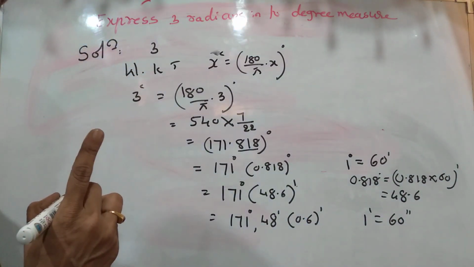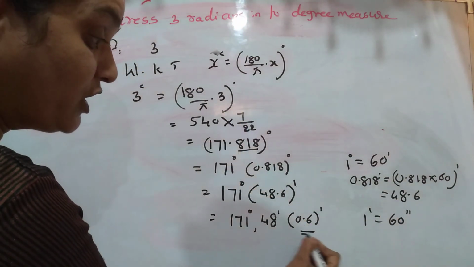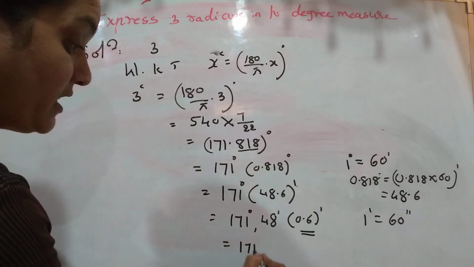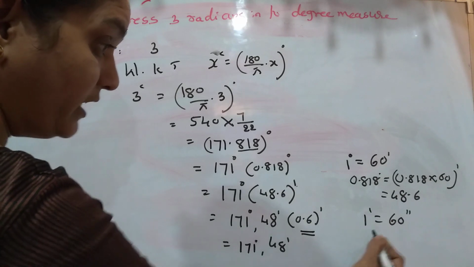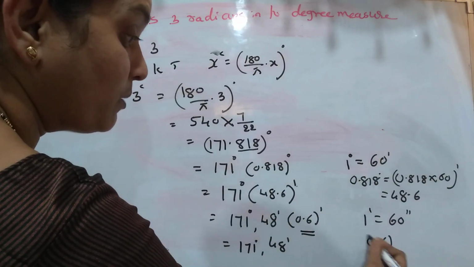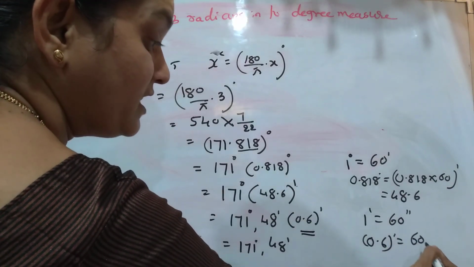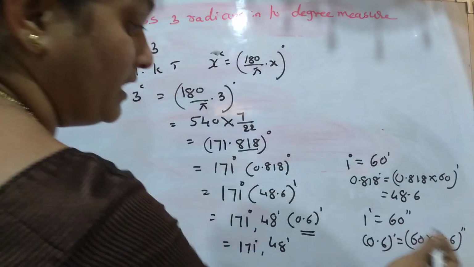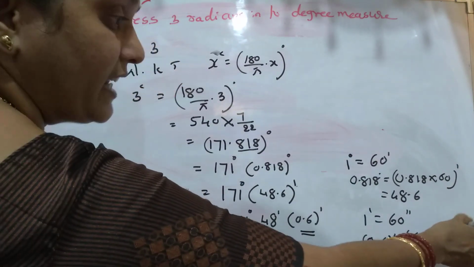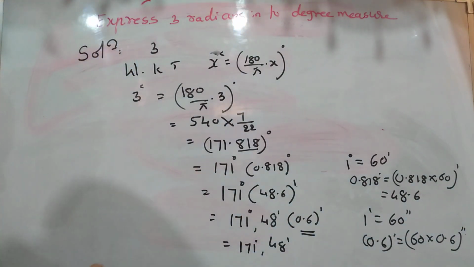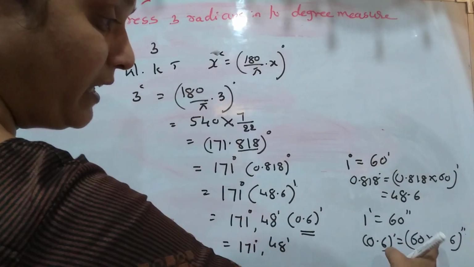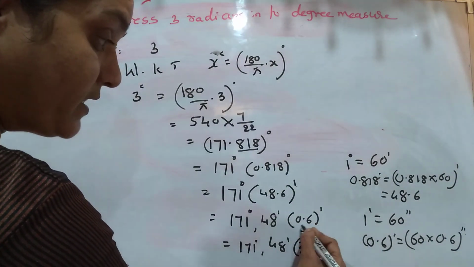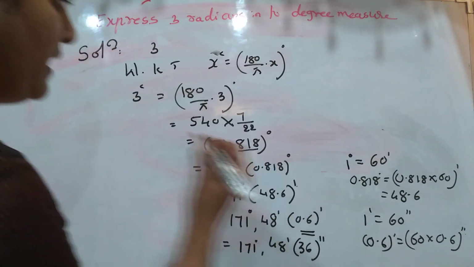Each part is of 1 second. Like that, a fraction of a minute can be converted into seconds. 171 degrees, 48 minutes. Now, 0.6 minutes in terms of seconds: you should multiply that by 60, then I will get the seconds. That's why I used the double bar. So the answer will be 0.6 times 60, which is 36. This 0.6 can be written as 36 seconds.